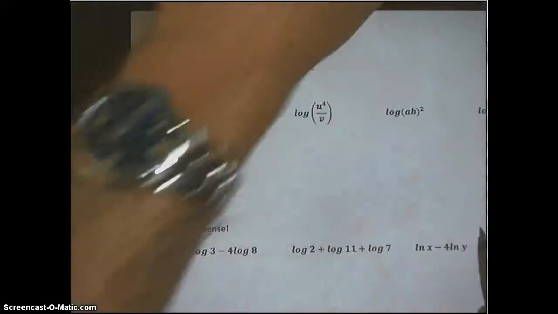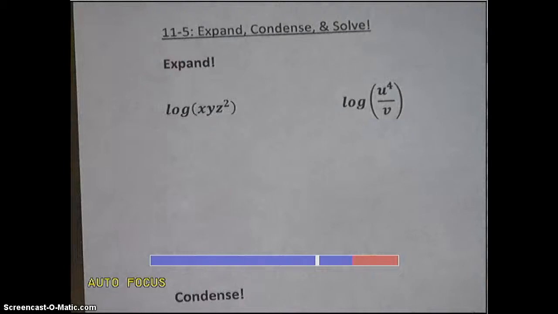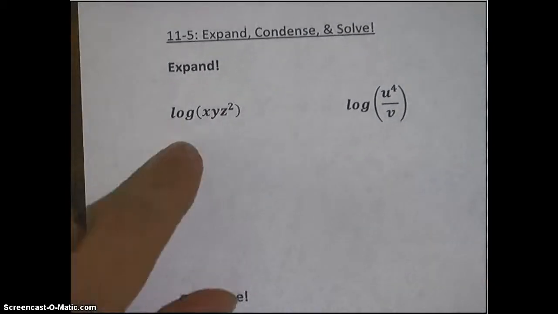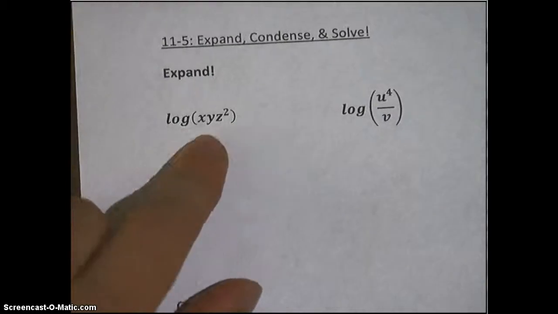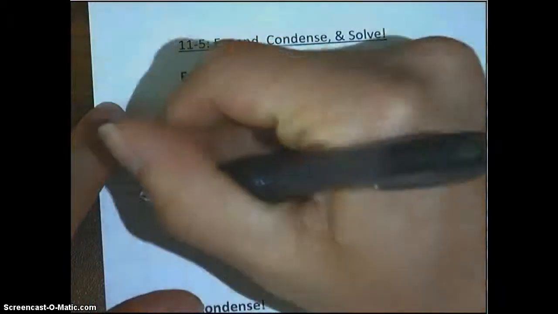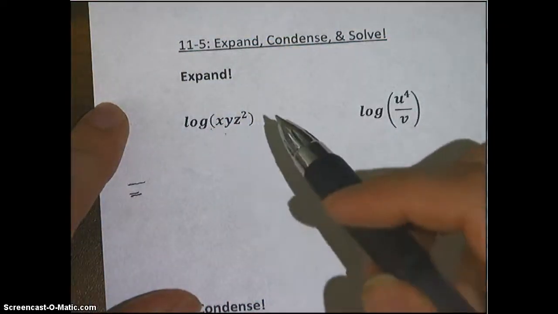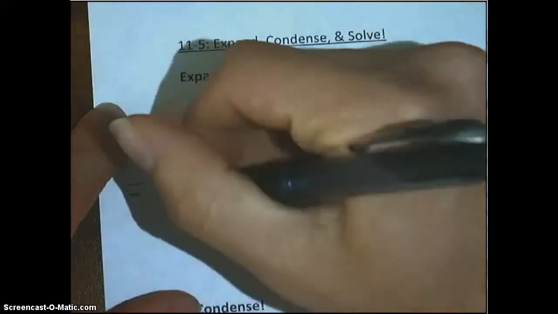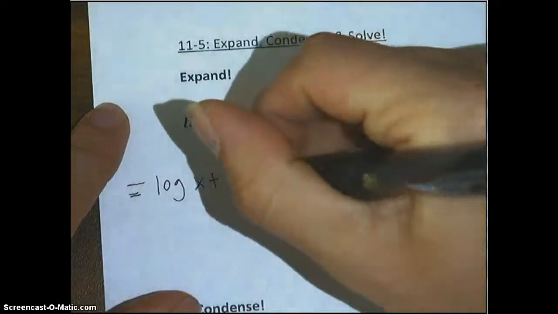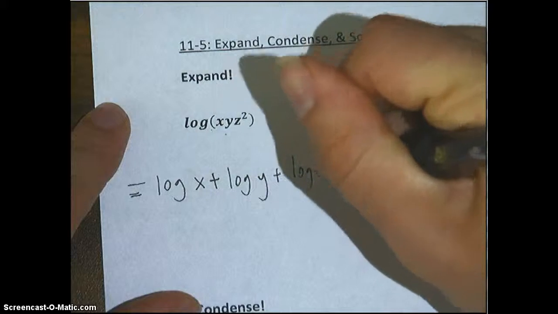When I say expanding a logarithm, what I mean is taking it from one logarithm and turning it into 2 or 3 or 4 logarithms. For instance, here, this is the log of x times y times z squared. Well, if I want to expand that, I can, because multiplication inside the parentheses is the same as addition outside the parentheses. What I mean by that is I can change this to log of x plus log of y plus log of z squared.